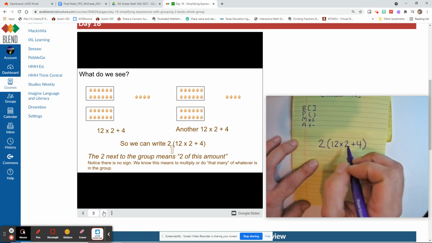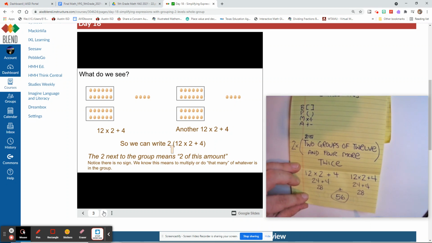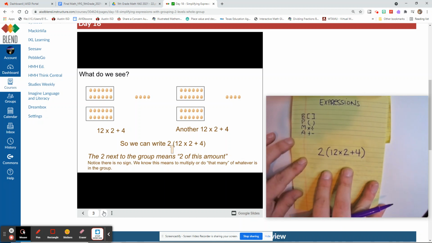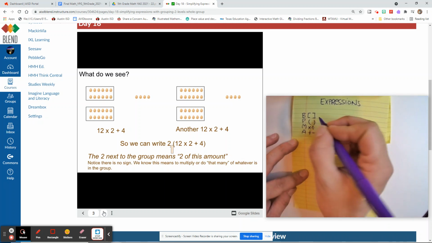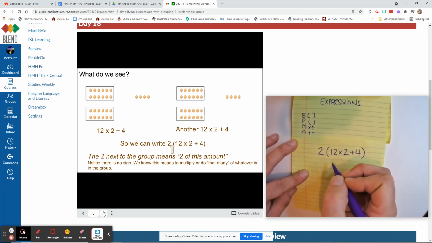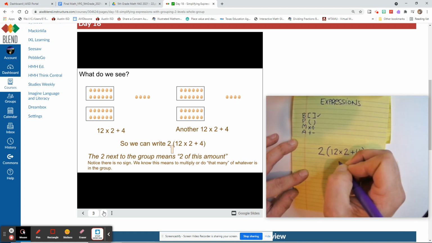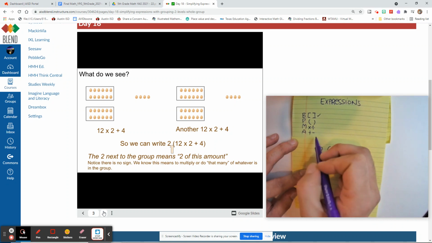All right, so before we do that, let's go ahead and solve this. Let's use our order of operations and see if we get the same answer that we got previously by doing 12 times 2 plus 4 and 12 times 2 plus 4, and then adding those two. So here's what we're going to do. I'm going to start off using our bracket goggles. Do we have any brackets? Nope, we do not have any brackets. Do we have any parentheses? Yeah, we do. So within parentheses, we have to follow the rest of the order.